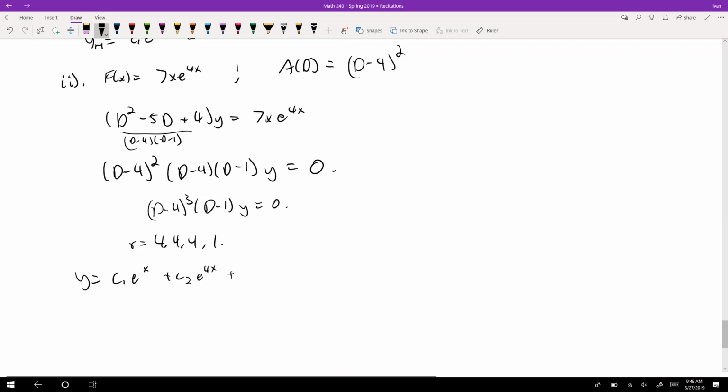X times a constant times e to the 4x. Yeah, so we'll find some constant, C3 times x times e to the 4x. So you need that x now, right? Because of the multiplicity of the root 4. And then, well, we have three 4s, so we need another one. So this is C4 x squared e to the 4x.